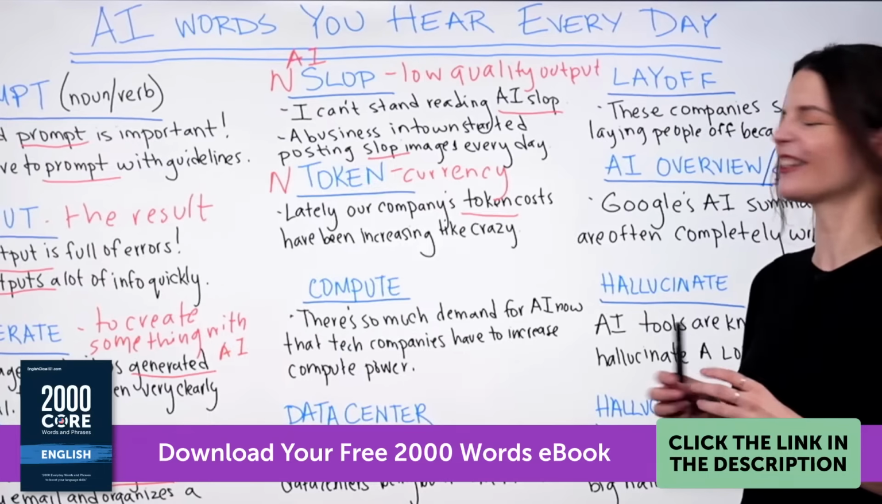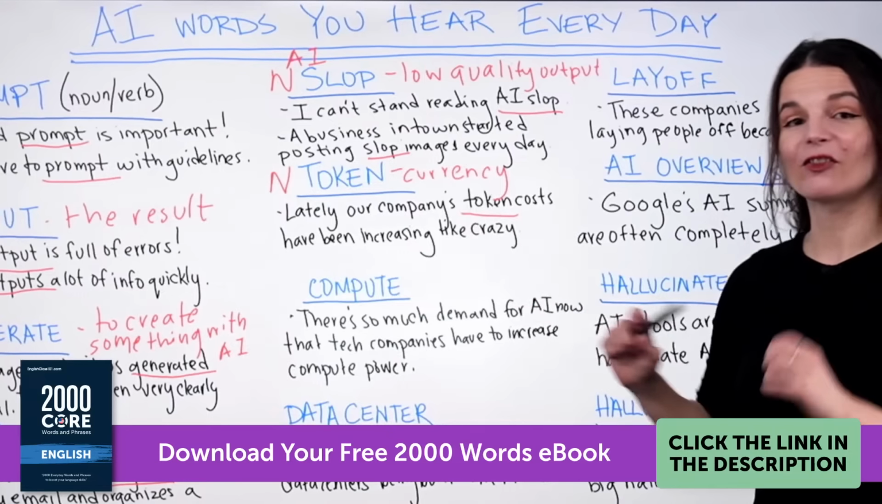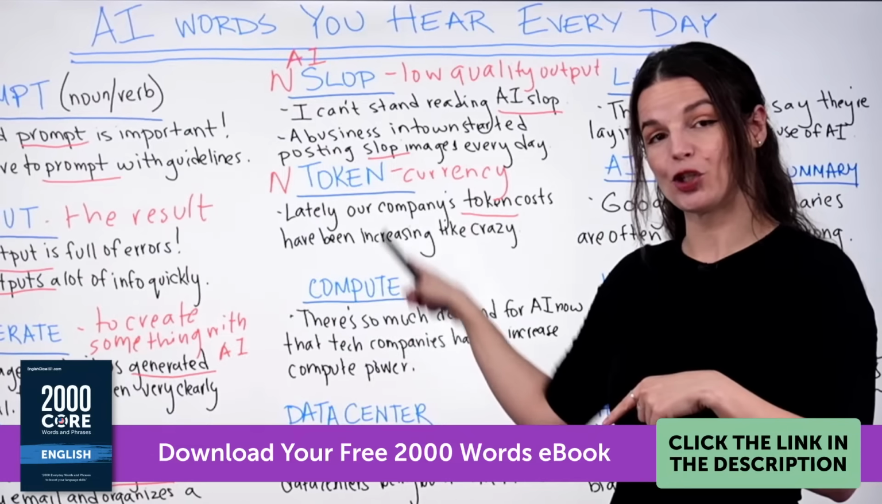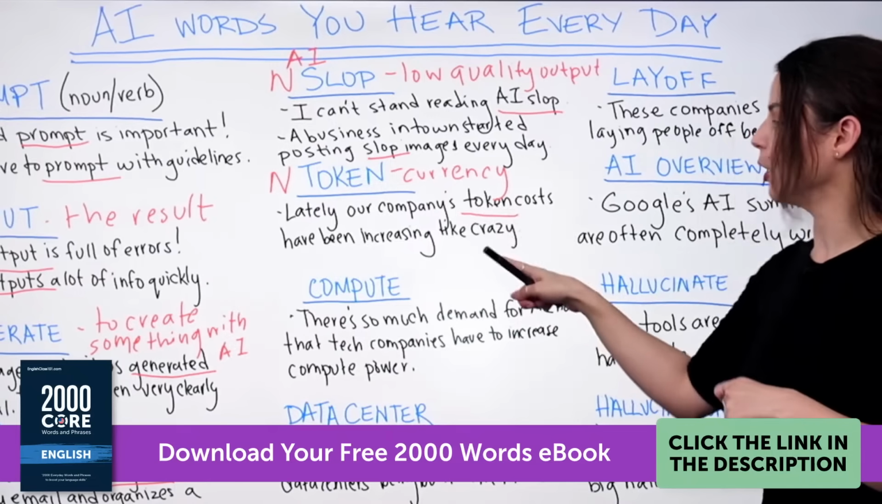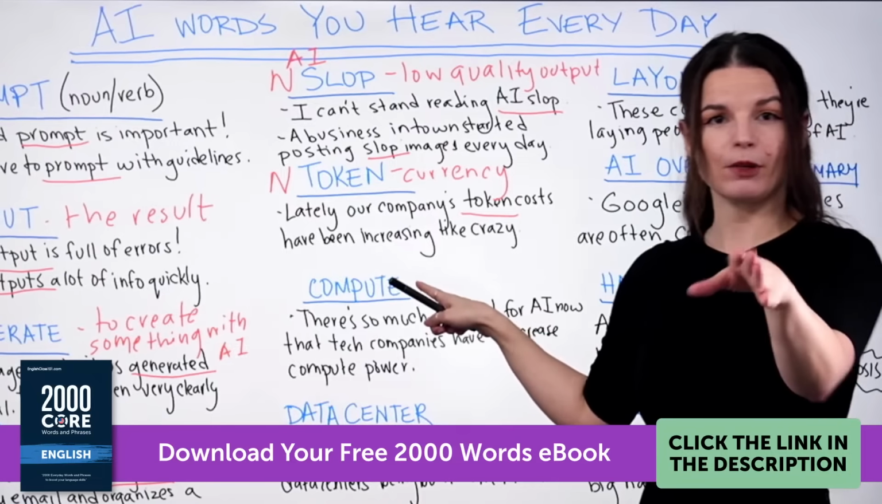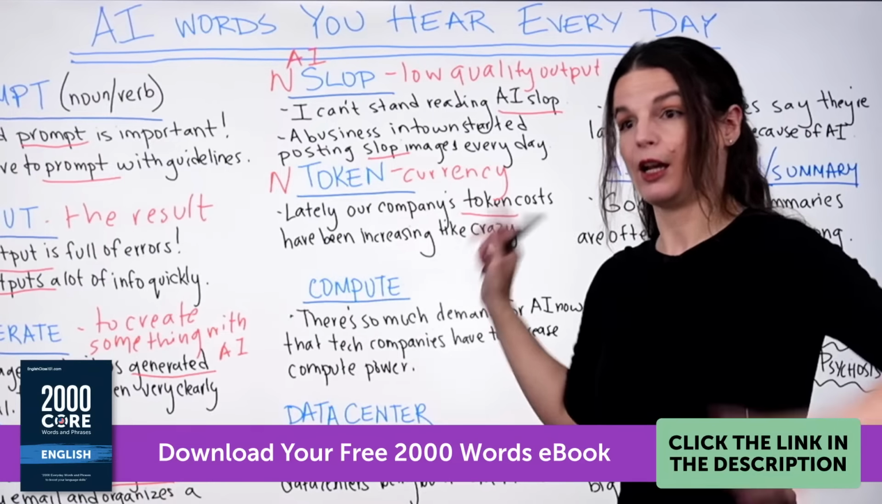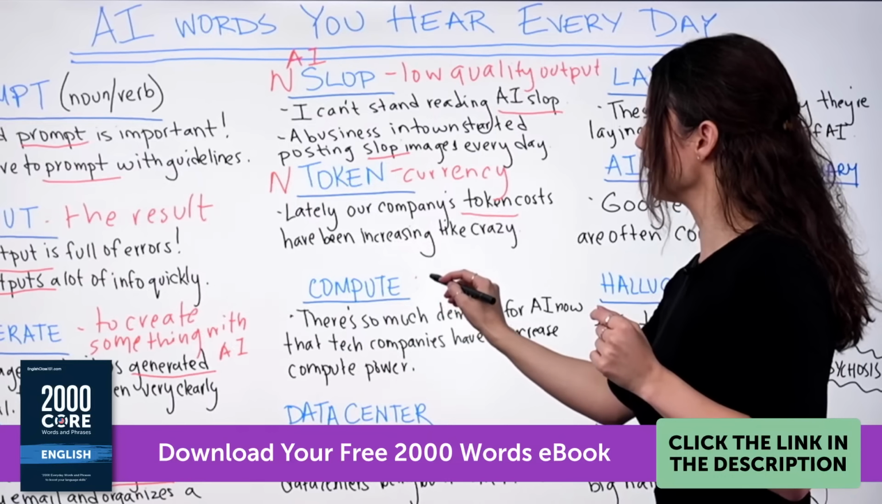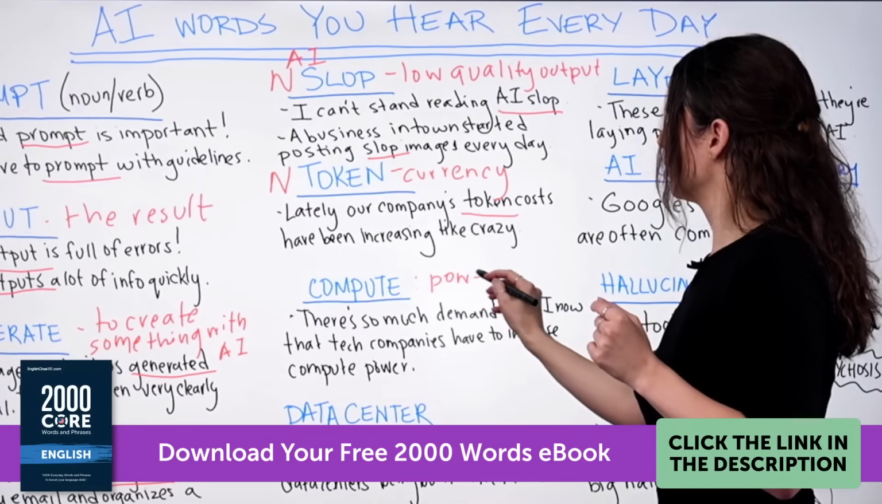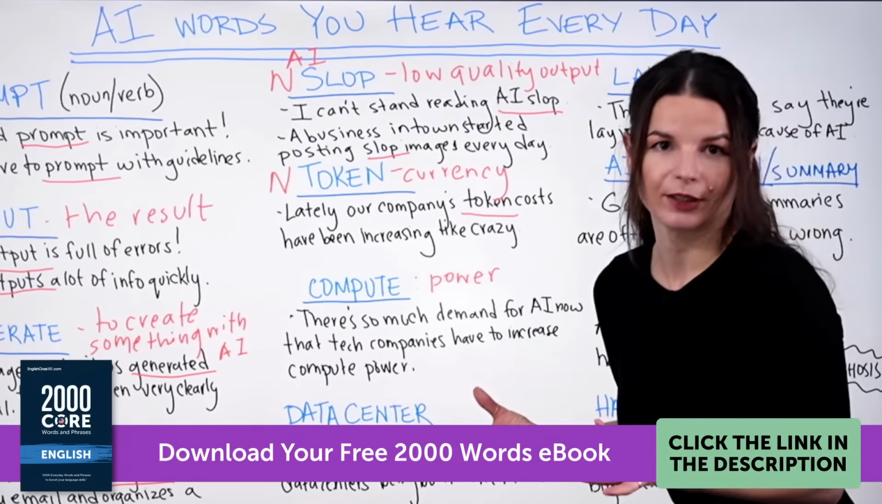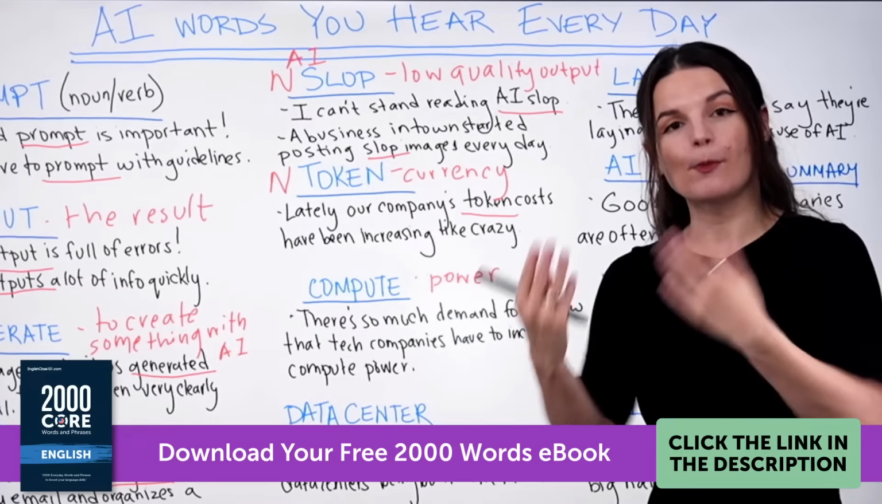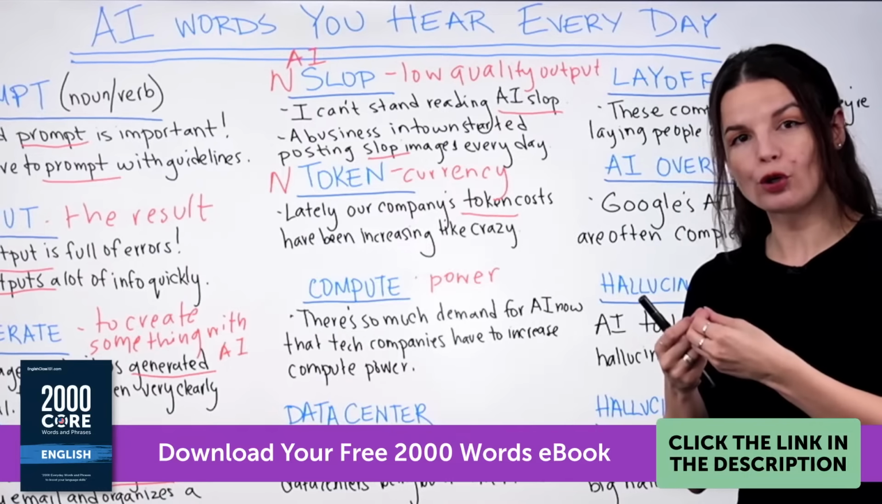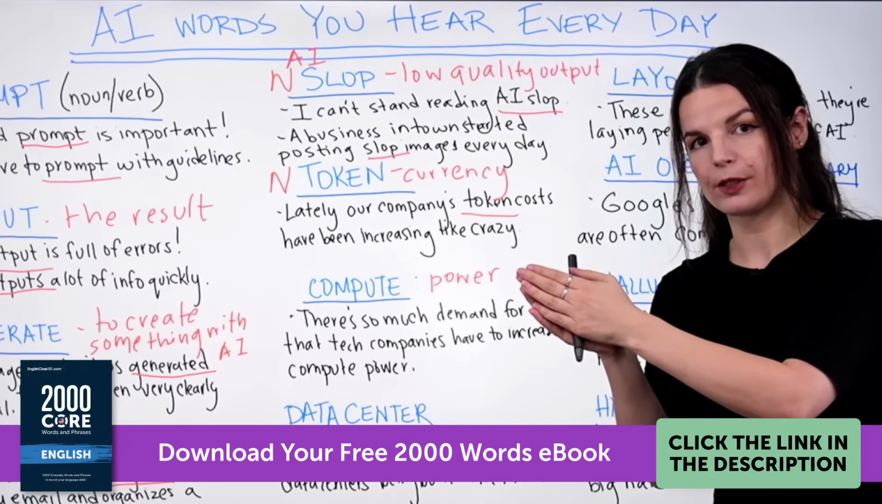All right, let's go to the next one, which is very closely related to token. Okay, so compute. Maybe you're like, is that the same as computer? Closely related, yes. Compute means the power, okay? So the power, very simply, it means the power that we need in order to use these AI tools, okay?